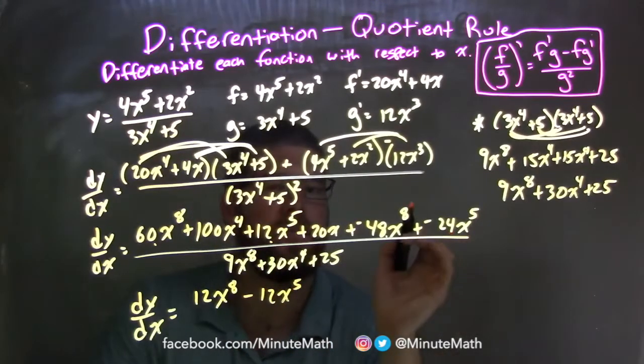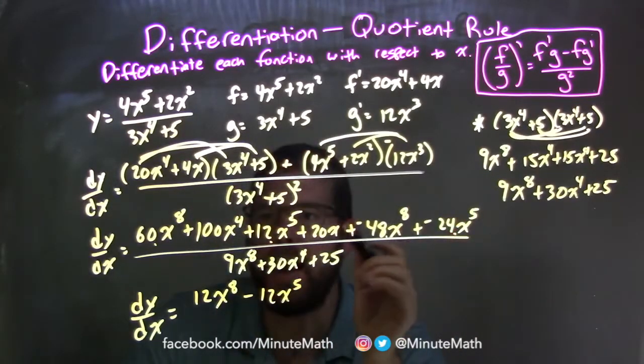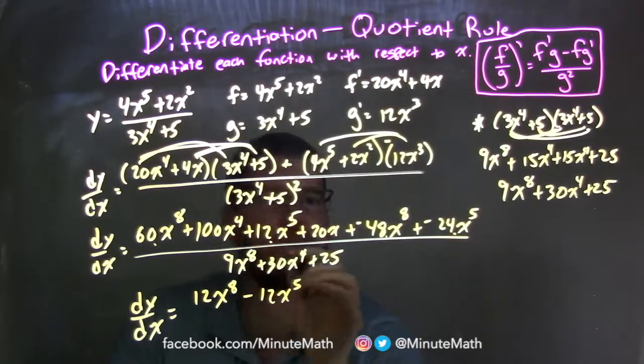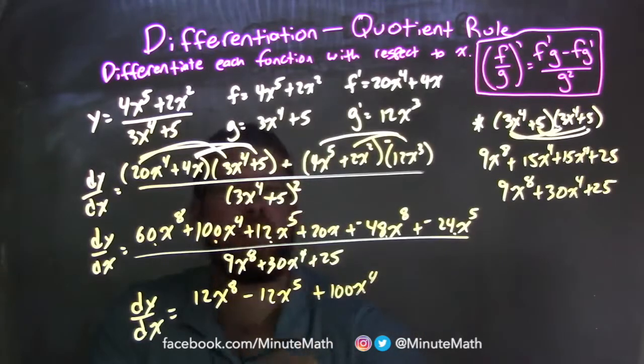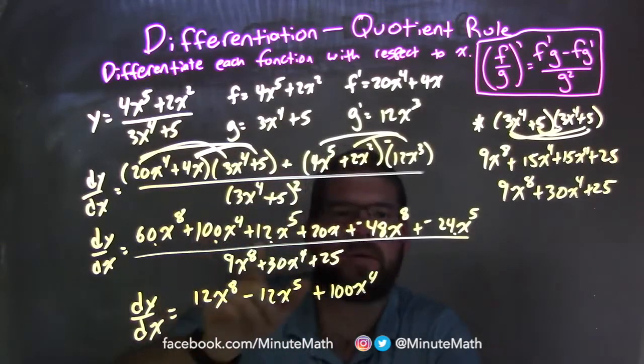Next highest exponent I see is the 4th power, so we have plus 100x to the 4th right there. And do I see anything else? Fourth, third, second.